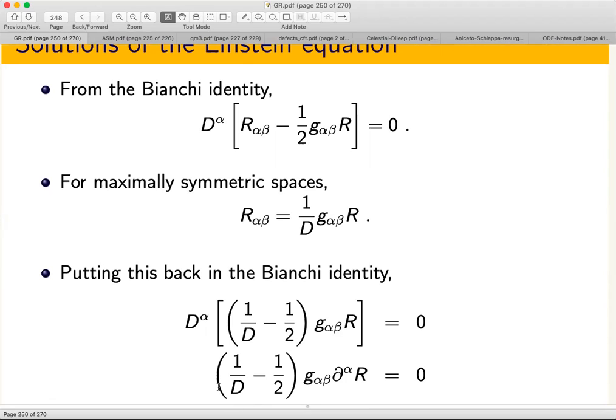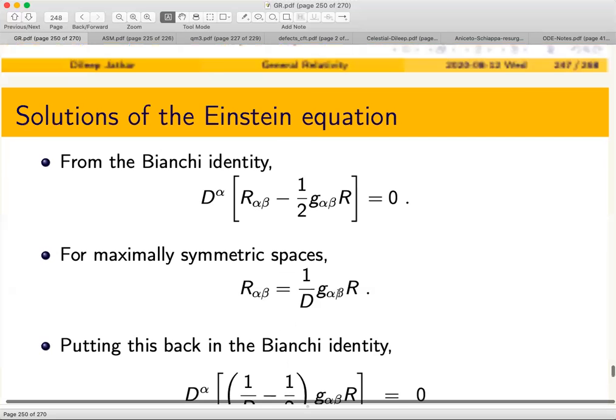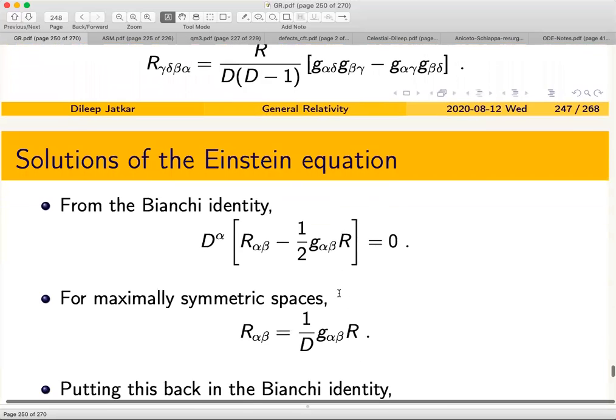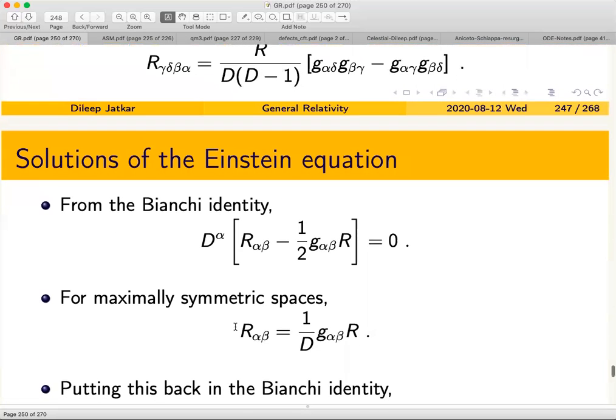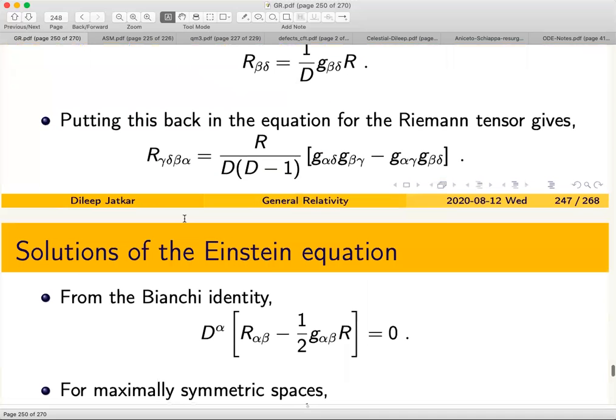So as long as D is not equal to 2 (if D is equal to 2, of course, this term vanishes, so life is a little different), you can show that for the maximally symmetric spaces, the Ricci scalar is constant, because its partial derivative is 0. Now you can step back and realize that if the Ricci scalar is constant, then the Ricci tensor is proportional to the metric, and the Riemann tensor is proportional to products of metric, because this is a constant and this is a constant.